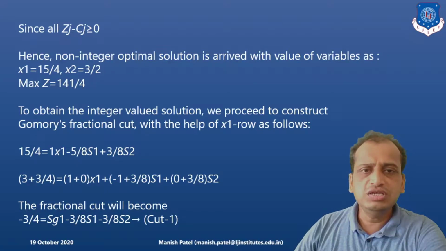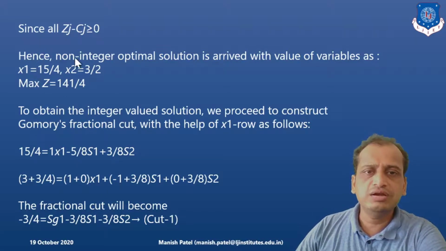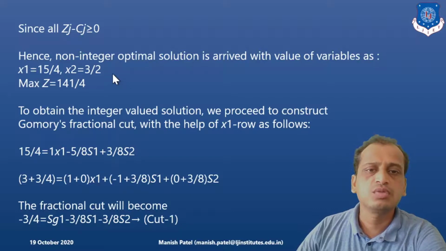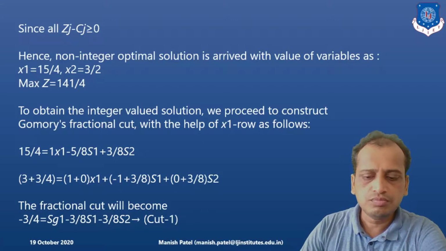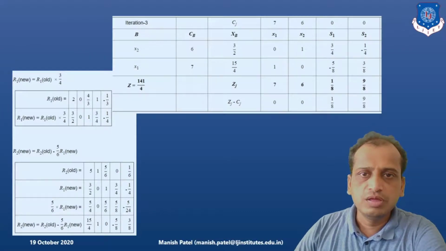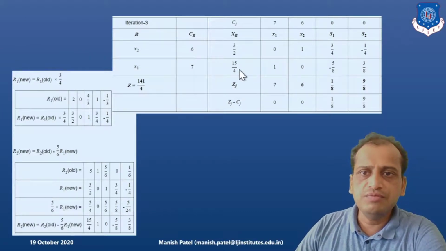Now, if you see, this is not an integer, right? The constraints were that x1 and x2 should be integers, and here we have got fractional values. So what we can do is, we will proceed to construct the Gomory's fractional cut. So how do you do that? With the help of the x1 row, right? Here if you see the x1 row, 15 by 4, this x1 row is equal to 1 x1 plus 0 x2 minus 5 by 8 s1 plus 3 by 8 s2. That is what I have written here.